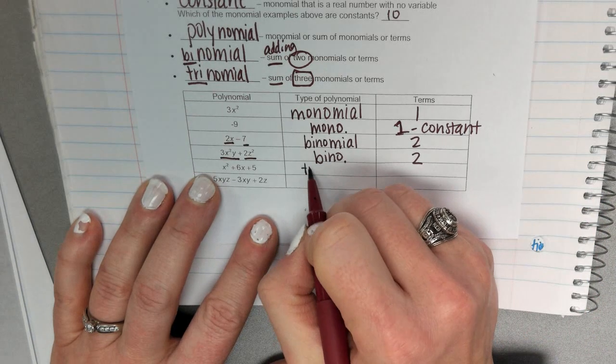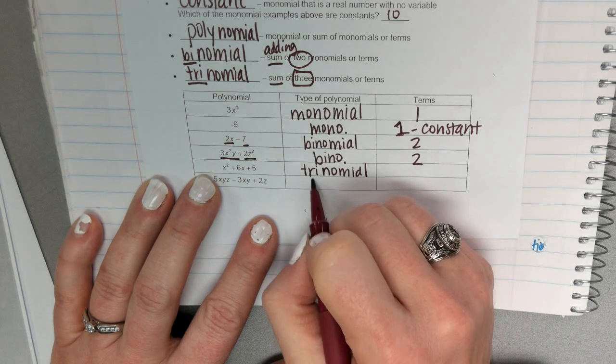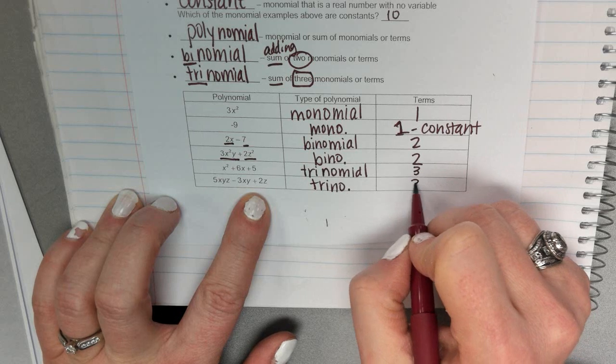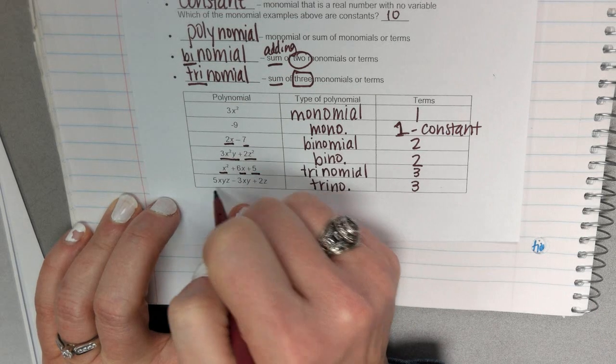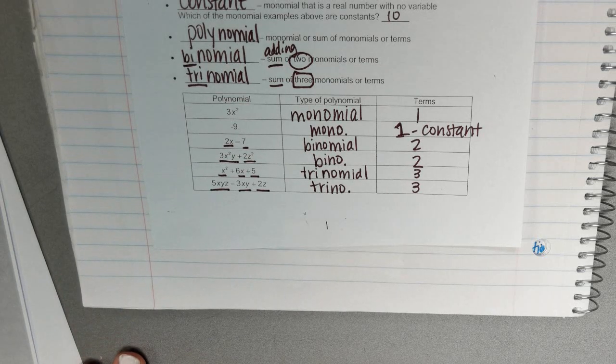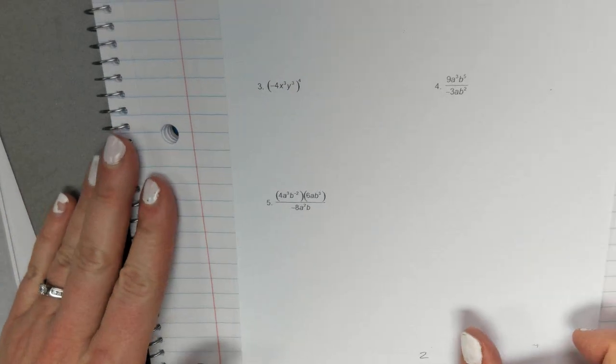Alright, then when we go up to 3, we have a trinomial and a trinomial here. And both of those have three terms. 1, 2, 3, 1, 2, 3. Separated by addition or subtraction. Okay? Alright, so let's put this into practice here. Next page.